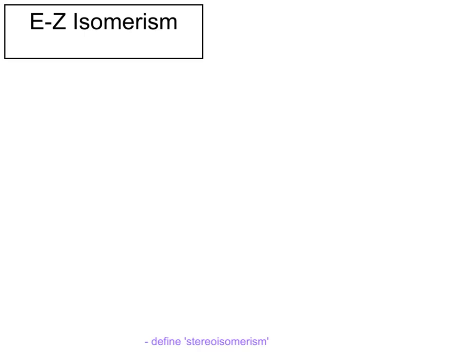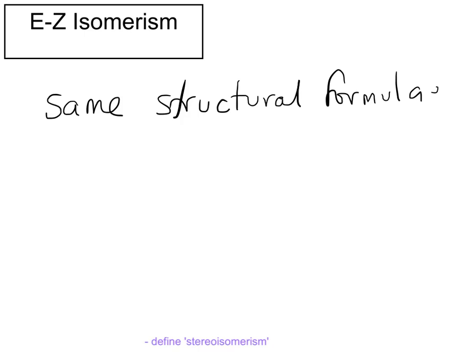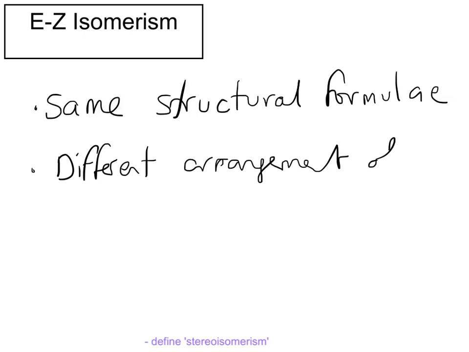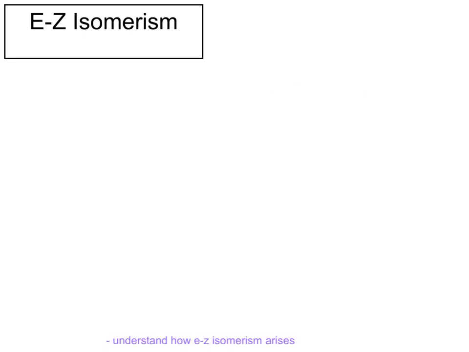So first, the definition of stereoisomerism is something you have to know. So stereoisomerism is two molecules with the same structural formula, but they have different arrangement of atoms in space. So defining stereoisomerism would be a 2-mark question. 1 mark for saying they have the same structural formulae, and another mark for saying they have a different arrangement of atoms in space.